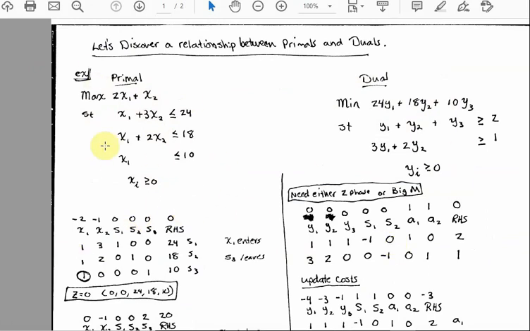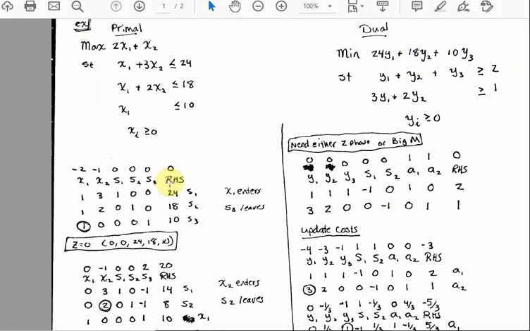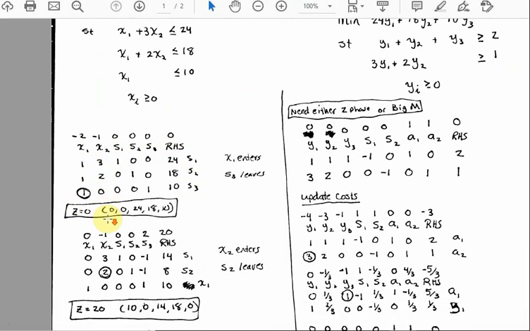So if you look over at the primal side, it solves pretty easily. It's just a few pivots. Write it in a table. And just trust me on the pivots.